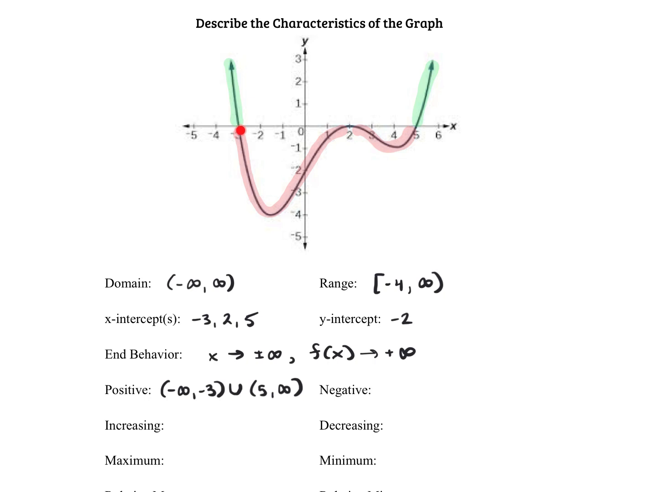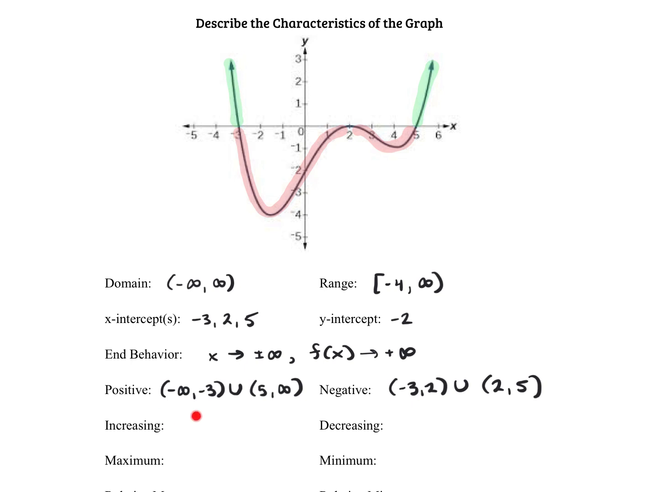But here you can see that our graph is below the x-axis from negative 3 to 2. So that's our first interval. Notice I'm using all parentheses, so I'm not including the zeros. And then from 2 to 5, it is also below the x-axis, so considered negative.